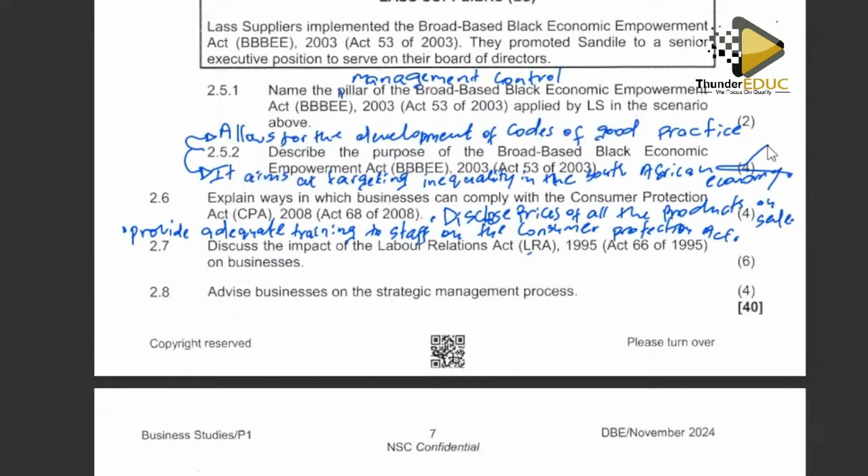Okay, right, grade 12. So now you're saying that one of the ways in which businesses can comply with the Consumer Protection Act is by disclosing prices of all the products on sale and also provide adequate training to staff on the Consumer Protection Act. Okay, right, grade 12. So now we have landed on question 2.7. So it reads as follows. Discuss the impact of the Labor Relations Act 1995, 66 of 1995 on businesses.